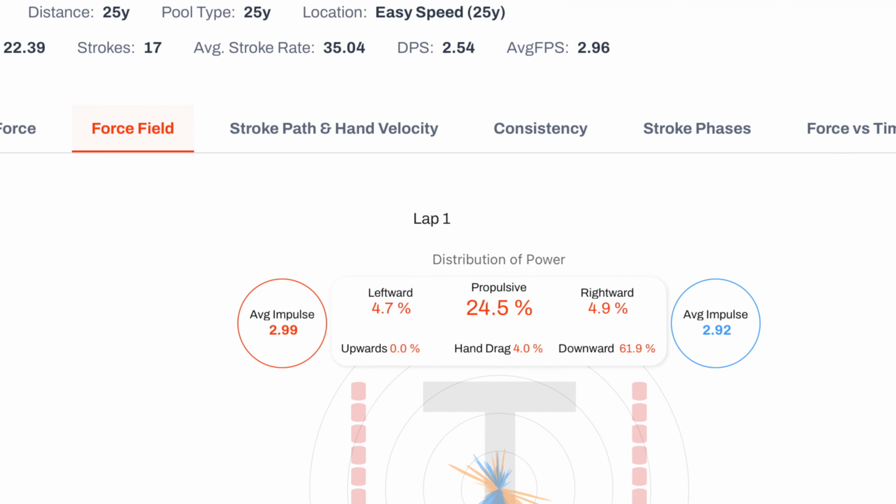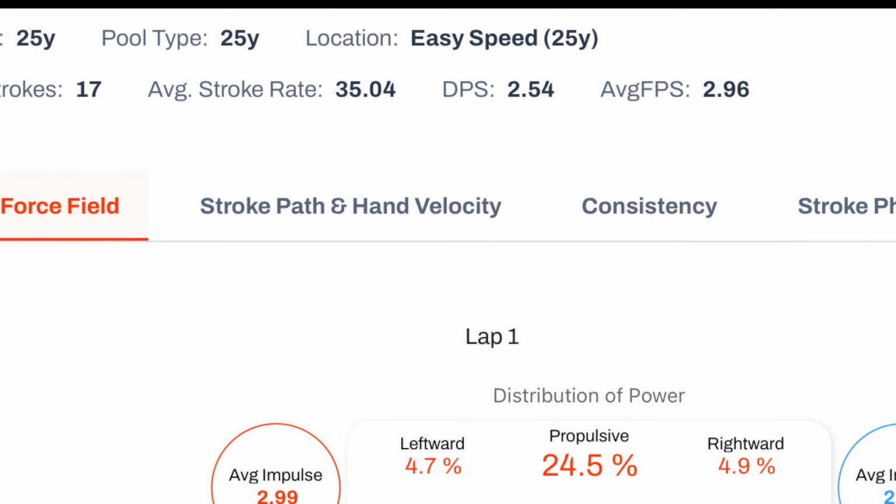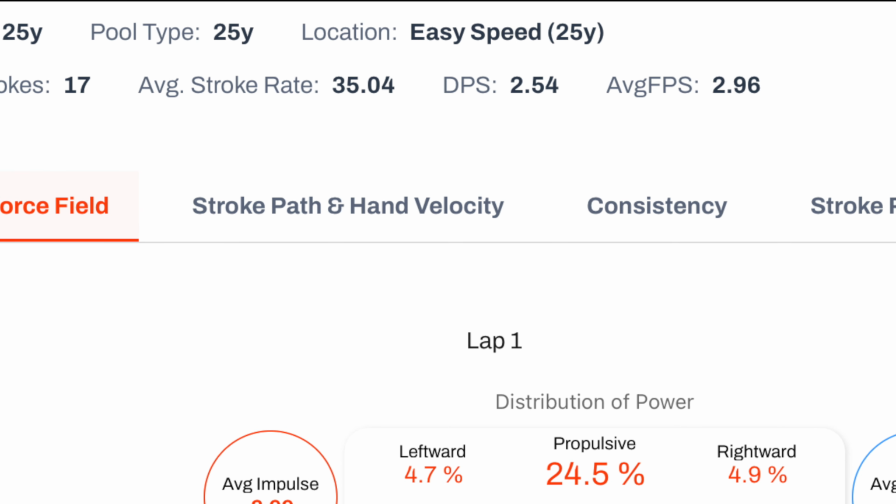Okay, so the tempo goes up. Then we get an average stroke rate of 35.04. Distance per stroke increased to 2.54, and then the average force per stroke decreased a little bit. Now we increased a lot more distance per stroke. We only decreased a little bit in the force per stroke, and the stroke rate went up by about 25%. So that's where we're getting this increase in speed.